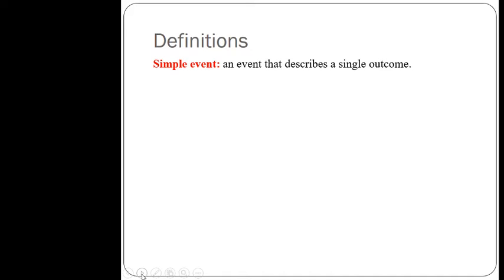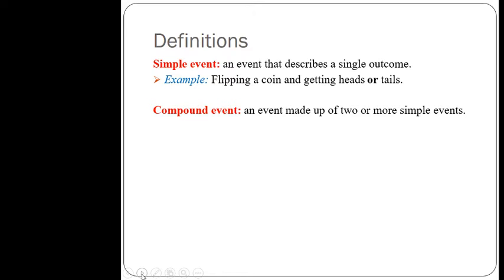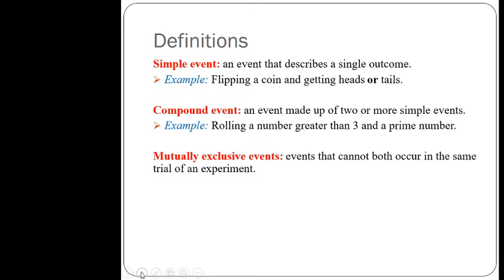First, a simple event is an event that describes a single outcome. So for example, flipping a coin and getting a heads or a tail. That's a simple event. A compound event is an event that's made up of two or more simple events. So consider if I'm rolling a number on a dice and then flipping a coin. That would be a compound event. Or in this case, rolling a number greater than 3 and rolling a prime number. Those are two separate events, so we call that a compound event.